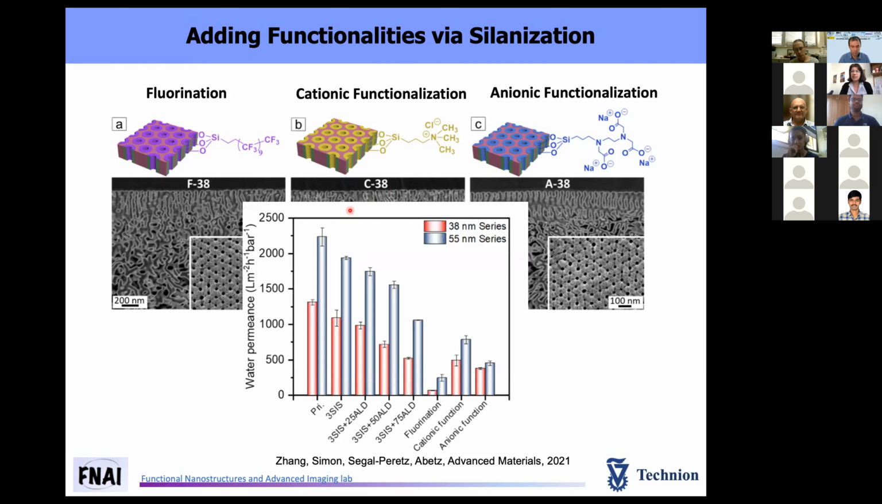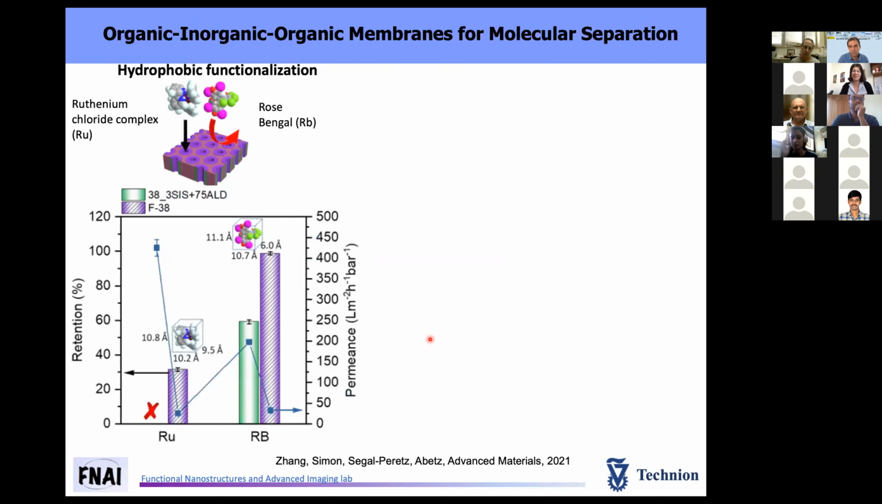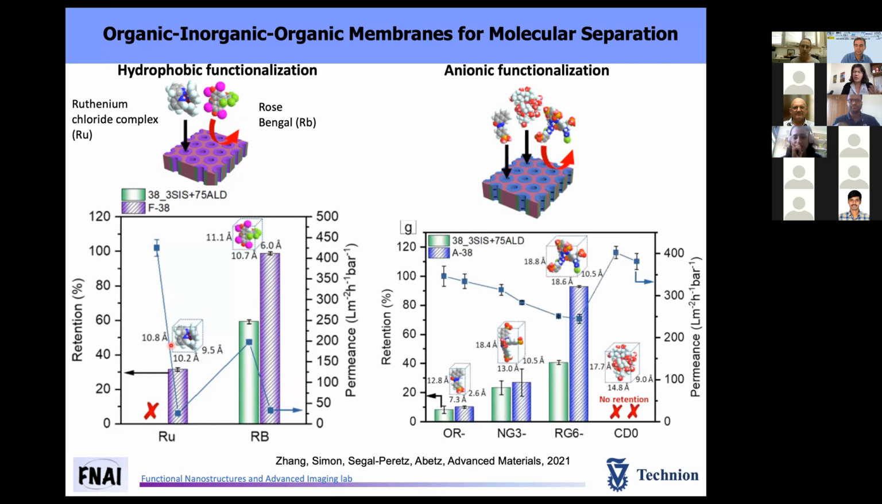The water permeance is reduced as soon as we reduce the pore size and add functionalization, but we gain the nanofiltration aspect. Okay, so for example, if we take 2 molecules that are very similar in size, but slightly different, rose bengal is more hydrophilic than the ruthenium chloride complex. If we just use the block copolymer with alumina, we don't see a big difference, or it's not enough to really retain one and let go of the other. But with the fluorination functionalization, we can retain almost 100% of rose bengal, while the other one passes through the membrane.